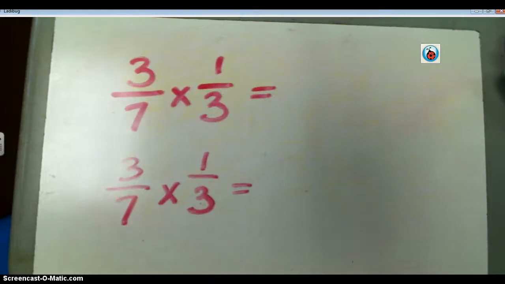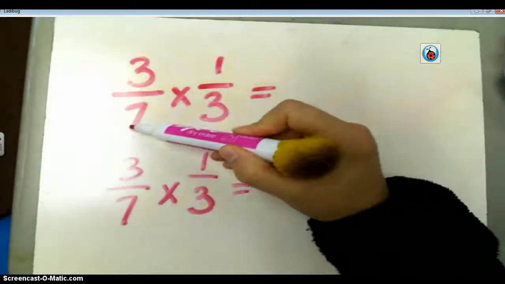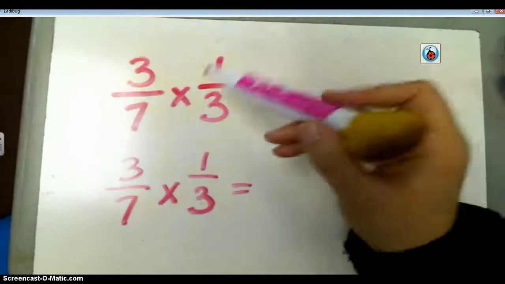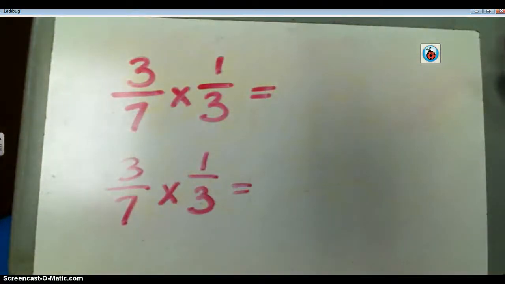JT, that's fine. Court, no. Brody, no. We're not multiplying 7 times 1 and 3 times 3. We're not cross multiplying. We're reducing. So, stop what you're doing. This one is easy, and let's work through it together.